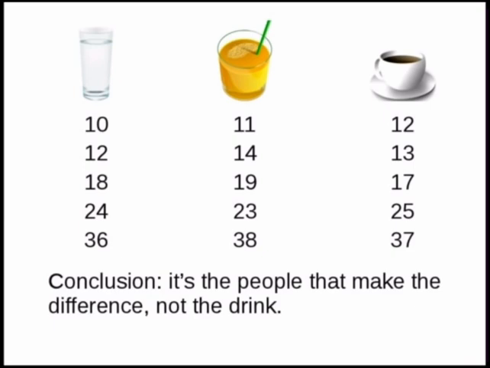In this case, you'd say that most of the difference is due to the people, and the drink didn't make much of a difference. You would accept the null hypothesis, that the type of drink doesn't have any effect on reaction time.